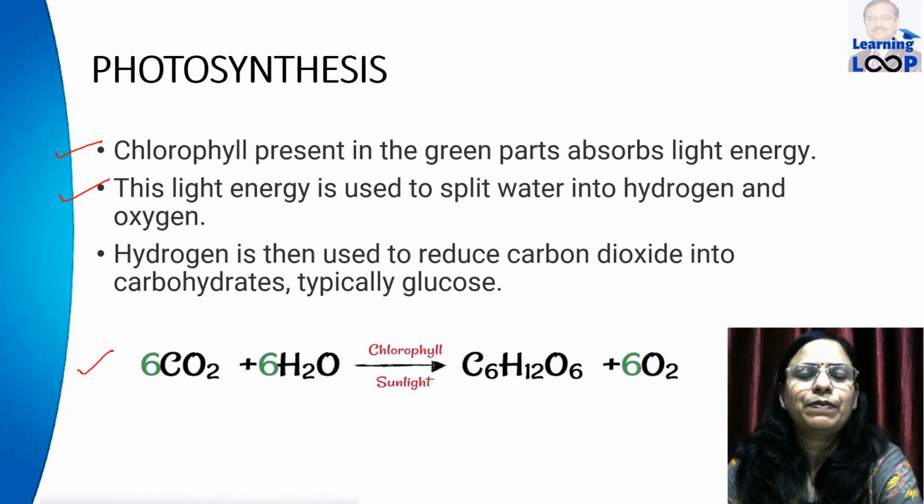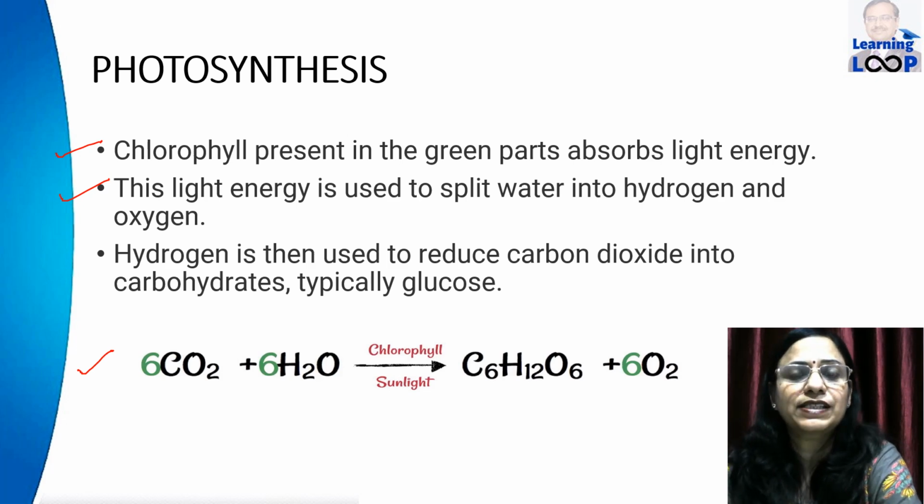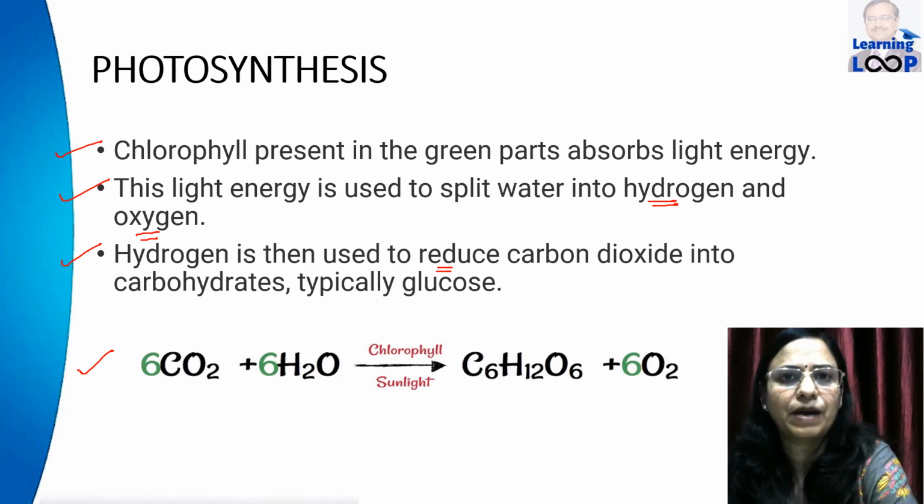In the second step, we call it photolysis of water. Photolysis means breakdown of water in the presence of light energy. So sunlight again is responsible for this. In the presence of sunlight, the water splits up into hydrogen and oxygen, and it is this hydrogen that is produced here which later combines with carbon dioxide and converts it to carbohydrates, especially glucose.